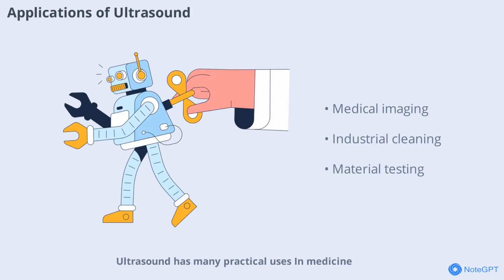Ultrasound has many practical uses. In medicine, it's used for imaging internal organs and monitoring pregnancies. In industry, ultrasound is used for cleaning delicate objects and detecting flaws in materials. The ability of ultrasound waves to penetrate materials and reflect off boundaries makes them valuable in both healthcare and engineering.